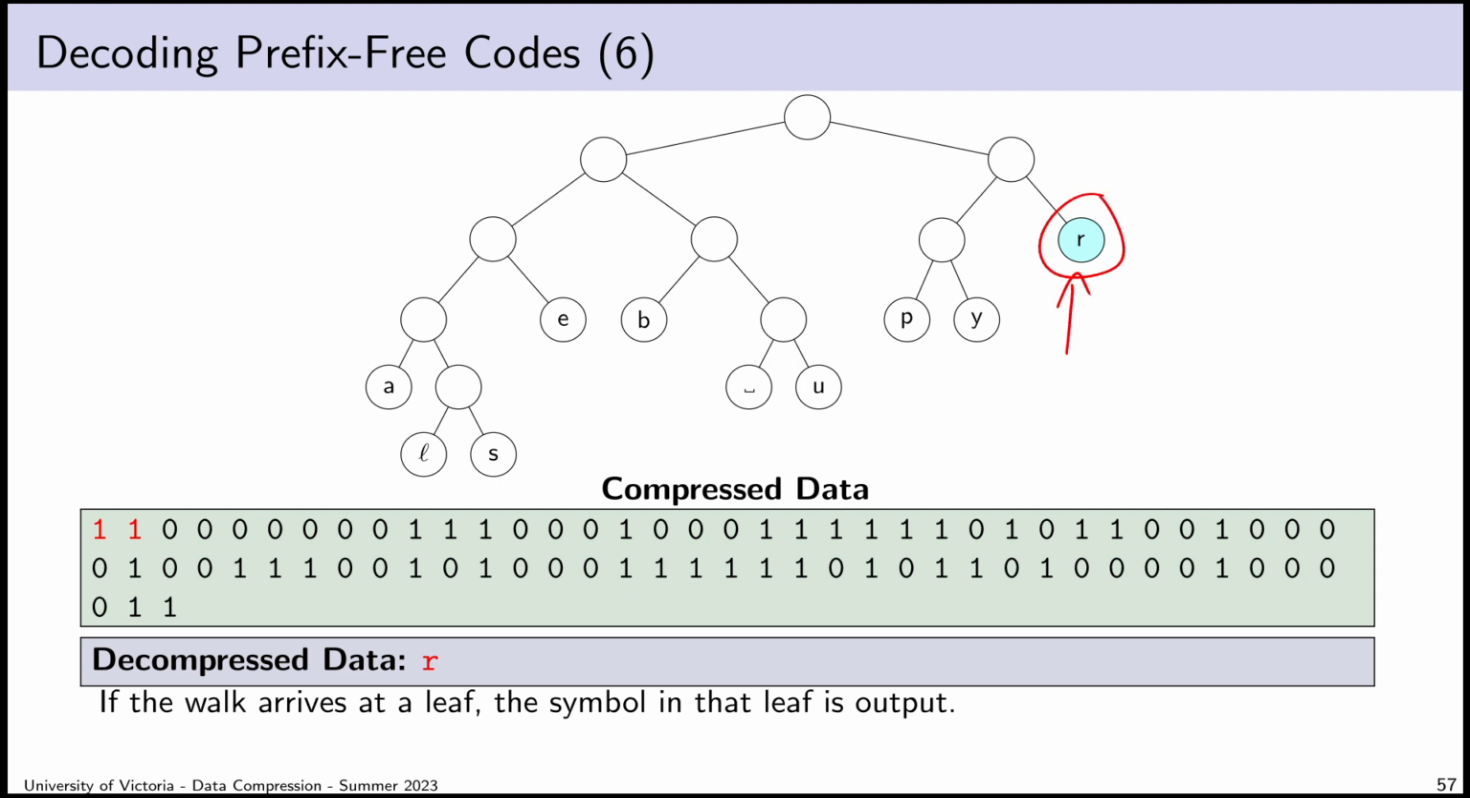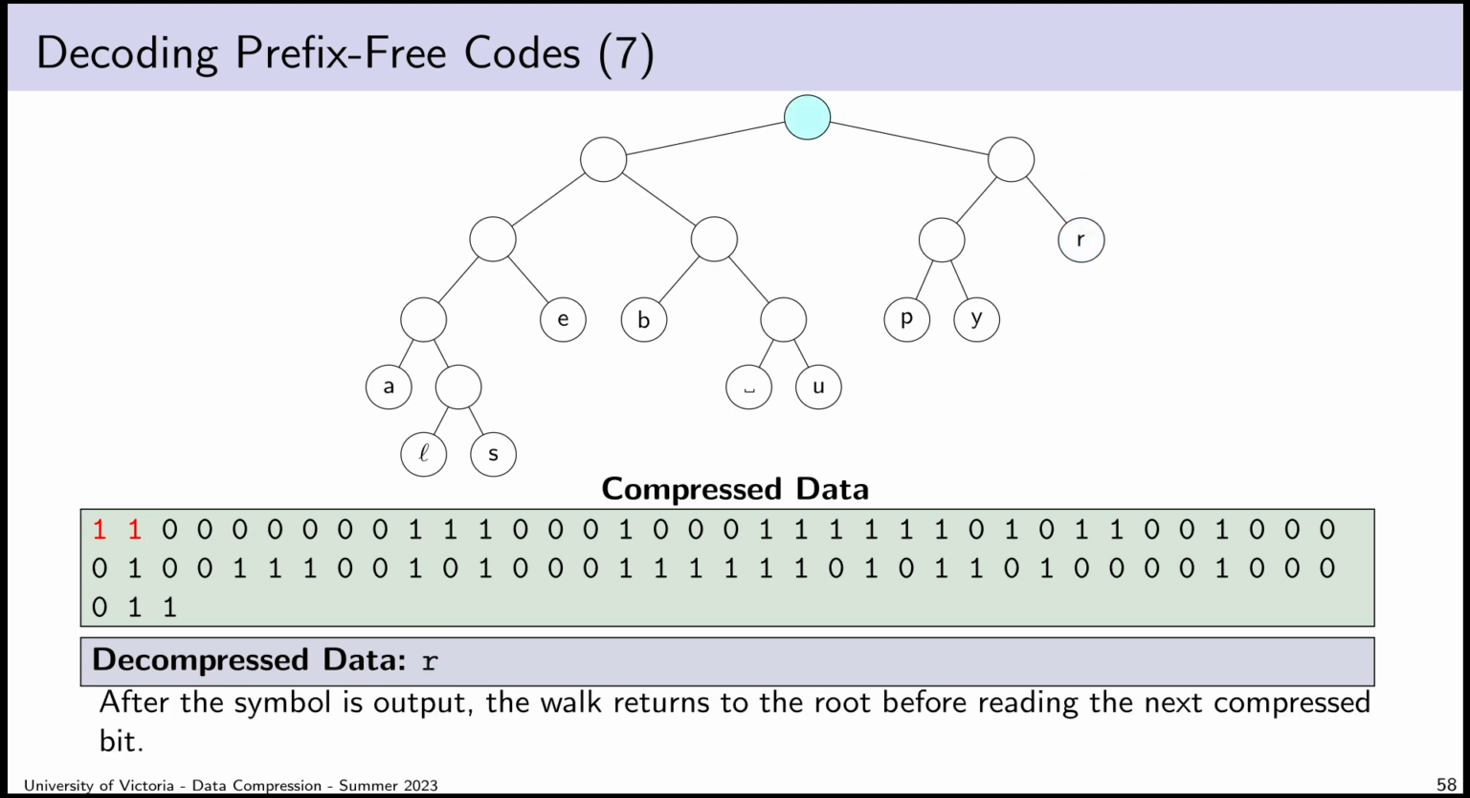And I know if I've hit a leaf, there aren't going to be any further steps to make. I've already hit a symbol. That must mean that I'm looking at the encoding for 1, 1, R. So I output the value R, and then I'm ready to start decoding the next symbol. So I just queue back up, I walk back up to the root and start again.